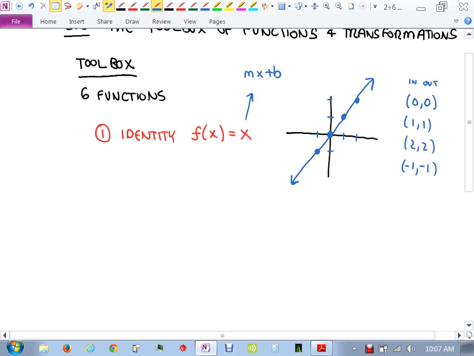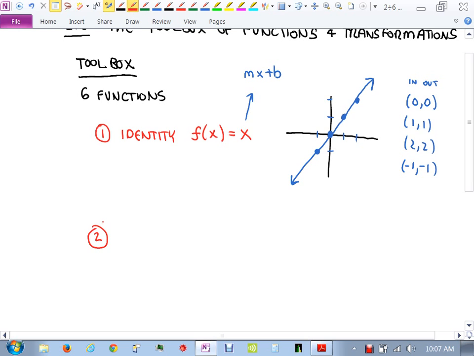I mean, that could be a quiz question. Real quick quiz, first thing next class: sketch f of x equals x without a table, with nothing. Just draw me the picture. That's an intense quiz, I know.